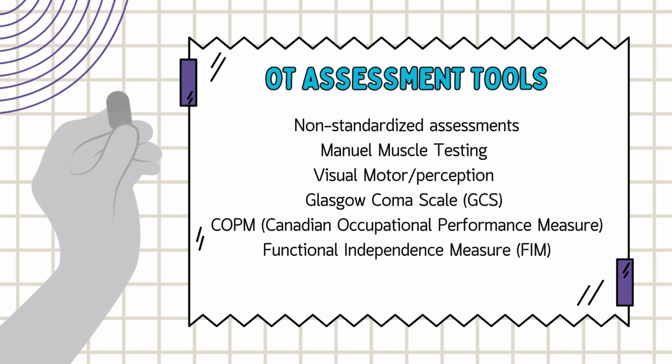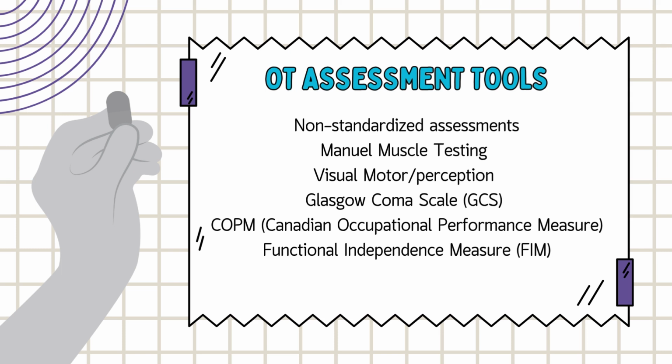OT assessment tools. There are various tools that we can use in cases of subdural hematomas. We have non-standardized assessments. These can be interviews with the patient and the family, observations, and some screenings. We also have manual muscle testing due to the weakness that they present, visual motor and visual perception.